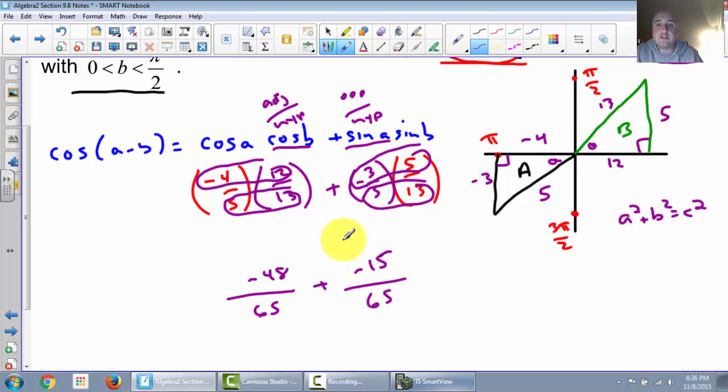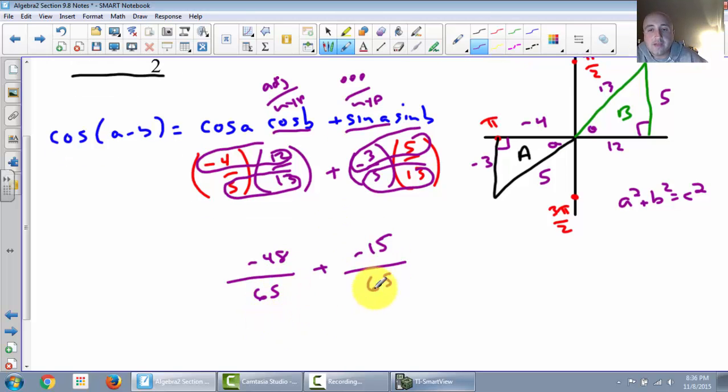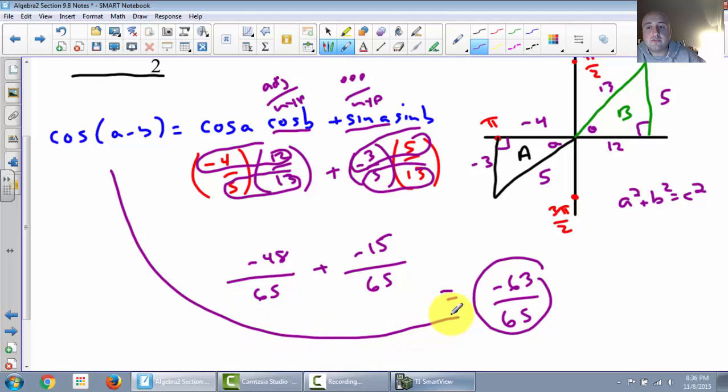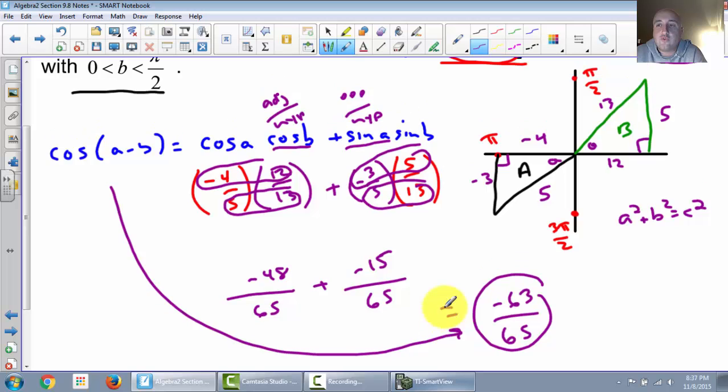Okay. So let's see what we have here. So we have common denominators, so we can just add these. So my final answer is going to be 65 on the bottom, and negative 48 plus a negative 15 is negative 63. So cosine of A minus B is equal to negative 63/65. Wow, that's quite a problem.